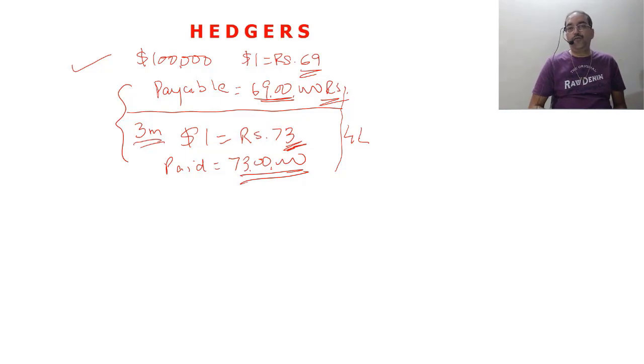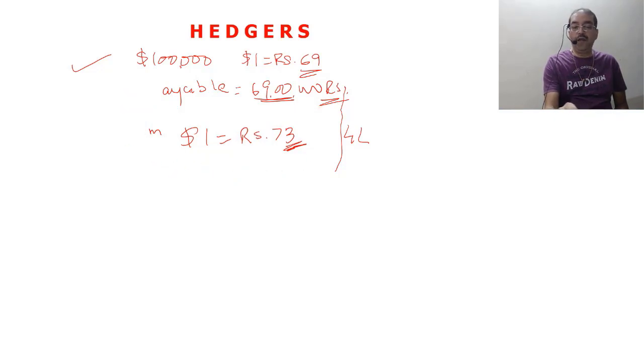Likewise, I can have exposure in exporting also. I'll give you an example of importing. There are losses which will take place if I don't do hedging. So hedging is covering the risk of loss. Hedging is covering the risk of loss.